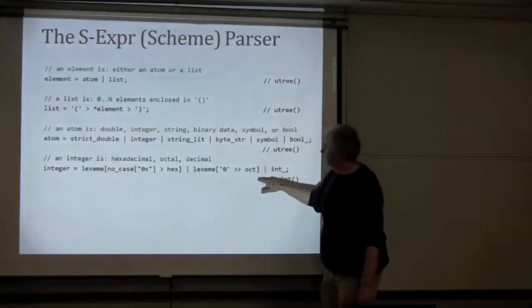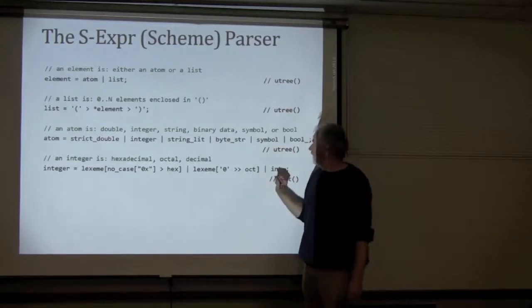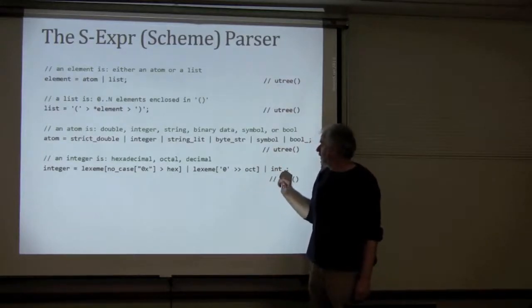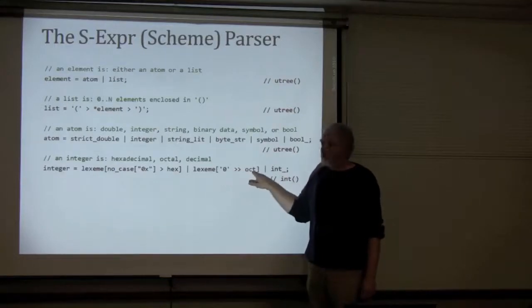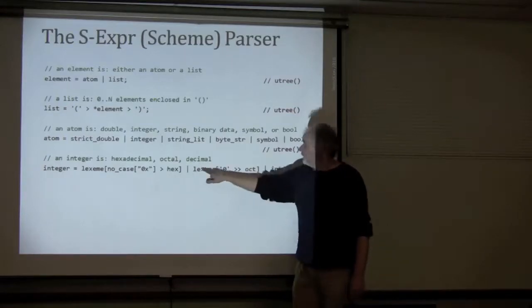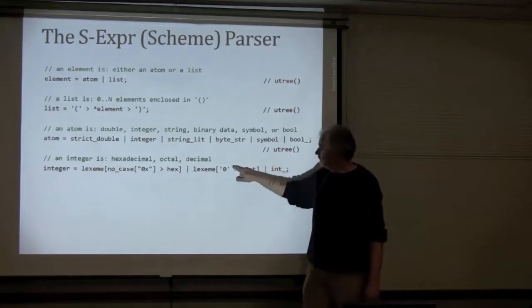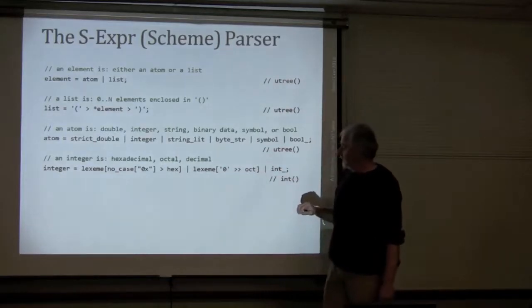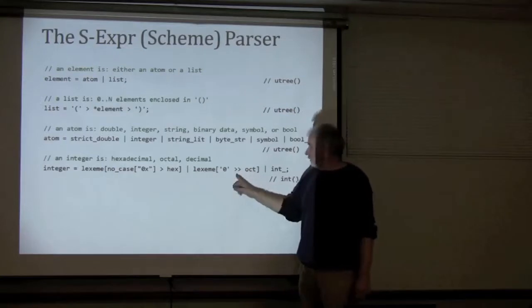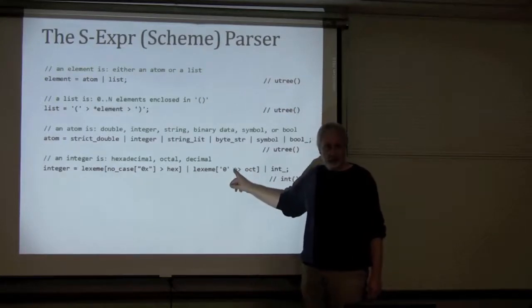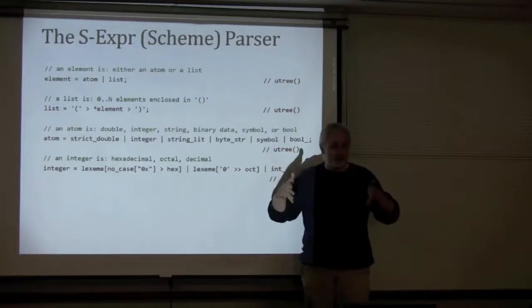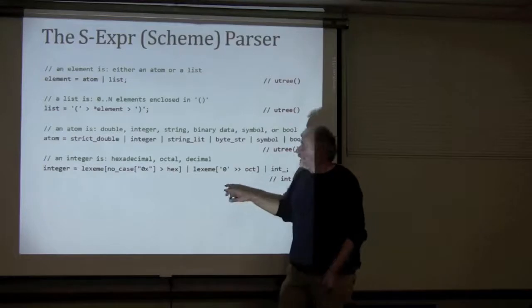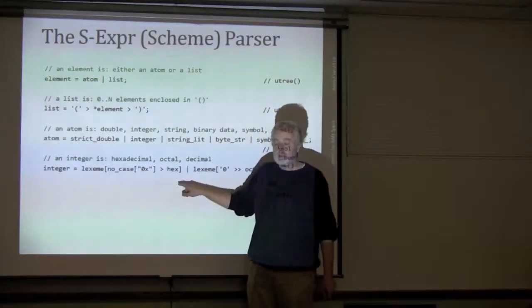And so the grammar for an octal integer is a 0 followed by oct. Oct is a predefined parser in Spirit Qi. And this lexeme directive says that we don't want to do skipping in between. So if there is some white space in between the 0 and the oct, then it actually doesn't match an octal number. And the same thing for the hexadecimal representation.